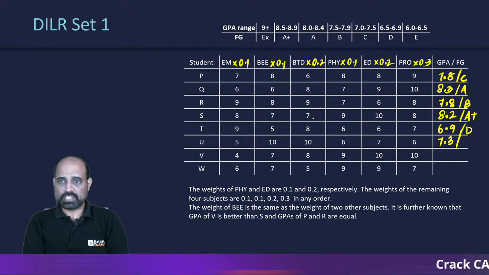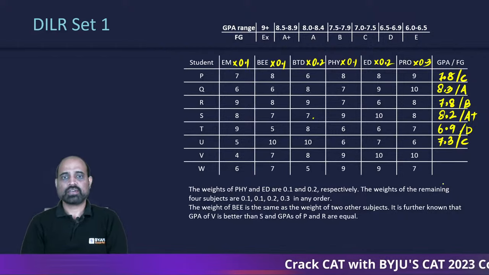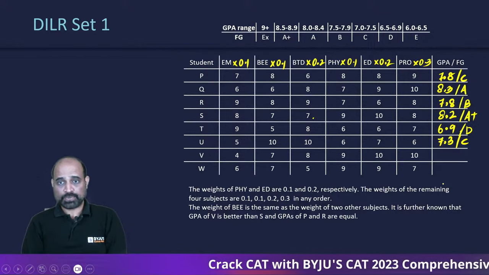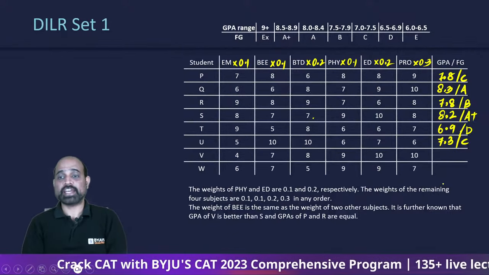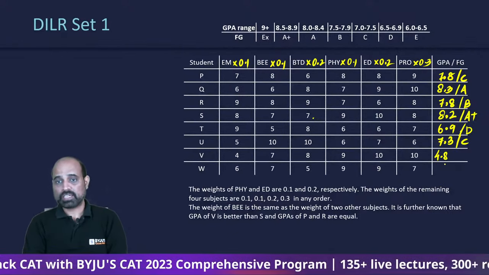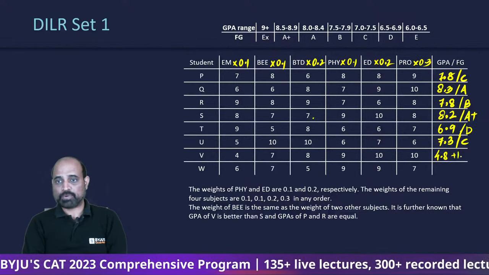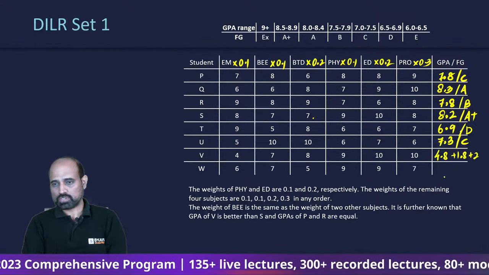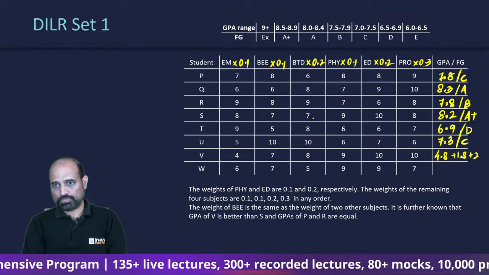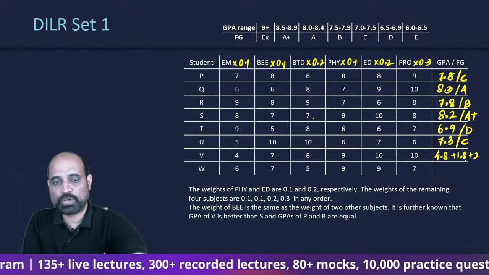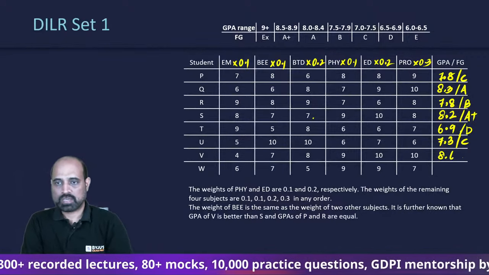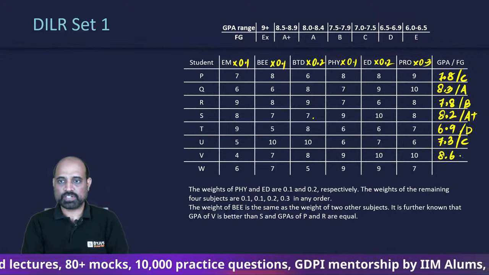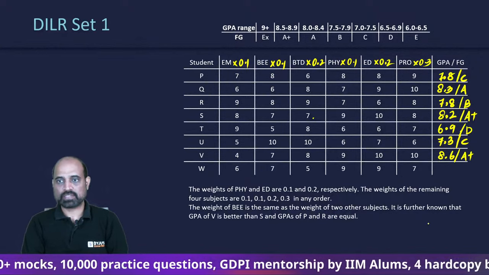7.3 will result in a grade of C. For V, we have 10, 20, 30, 40, 48. So we will have 4.8 plus 1.8 plus 2. Looks like this is the highest. 4, 5, 6, 7, 8, 8.6. And 8.6 will result in A plus.